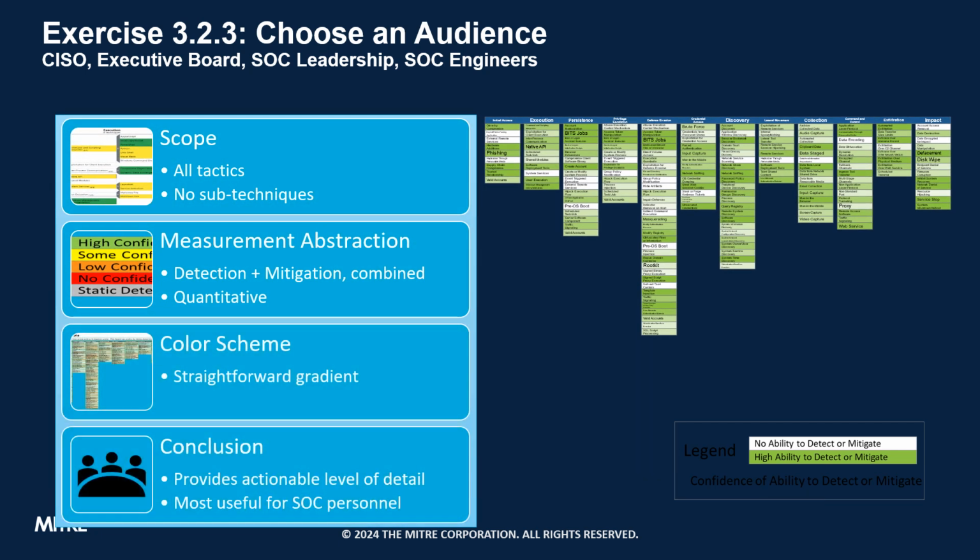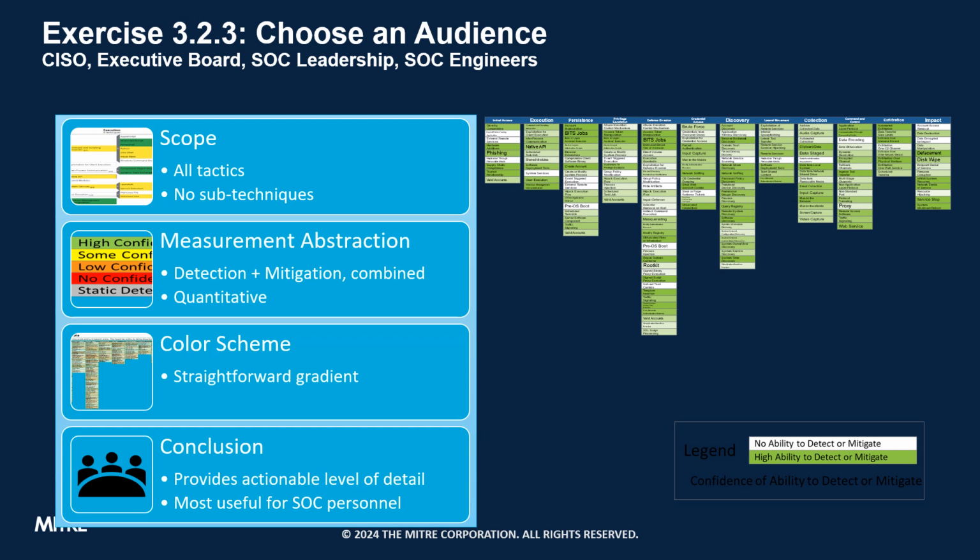Looking at the three areas we focus on, scoping is the same, all tactics, no sub techniques. Here, our abstraction is again combining detection and mitigation, but here we're now using some sort of quantitative scheme. We don't see the numbers here, but we know that they're underneath it. And then the color scheme is a relatively straightforward gradient. Green means a high ability to detect or mitigate, and white means no ability to detect or mitigate.